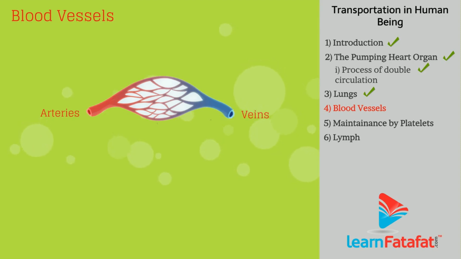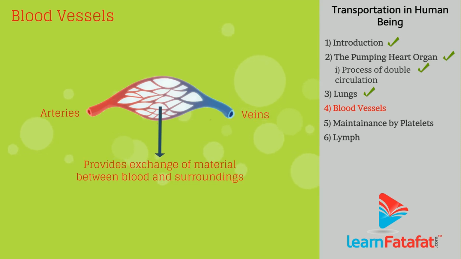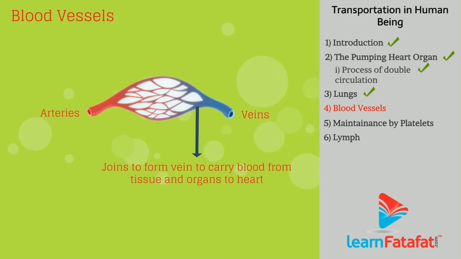Arteries divide into smaller vessels in order to connect with individual cells. The smallest vessel is called capillaries. Capillaries have walls which are 1 cell thick. Through this wall, exchange of material between blood and surrounding cells takes place. Capillaries join together to form veins that take blood from tissue or organ to heart.